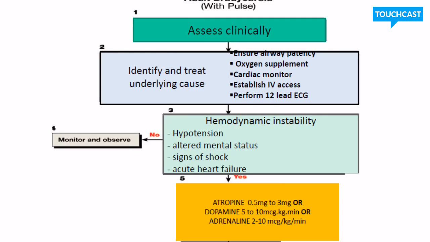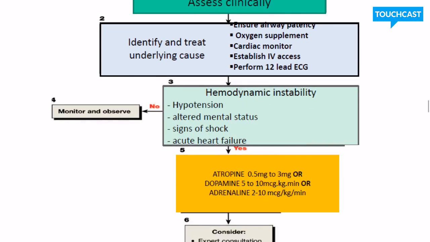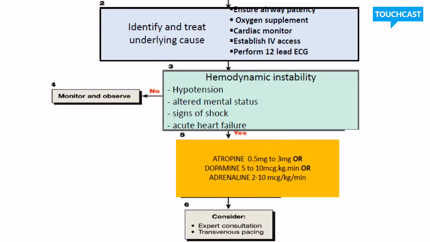The first line treatment is atropine 0.5 milligram, and you can give it up to 3 milligram. If it fails, then you can give dopamine infusion or adrenaline infusion, and in some patients, transcutaneous pacing might be helpful.